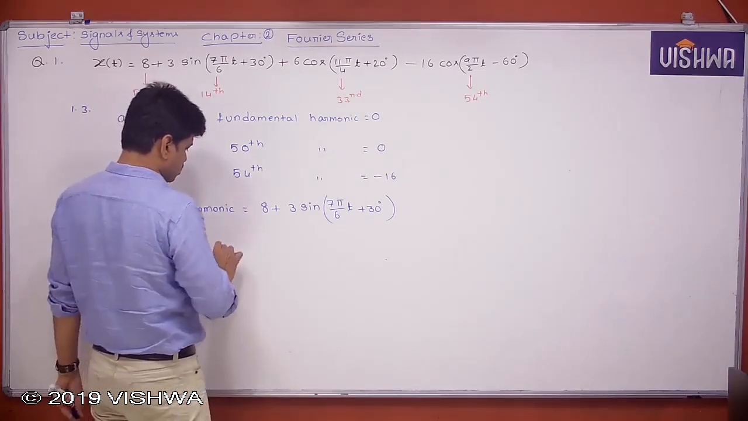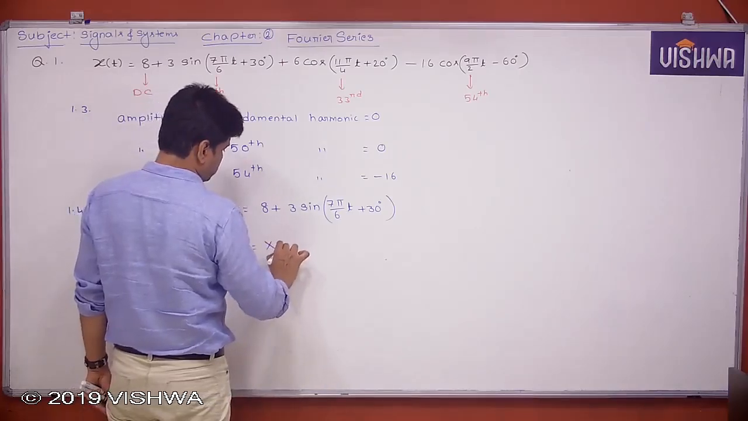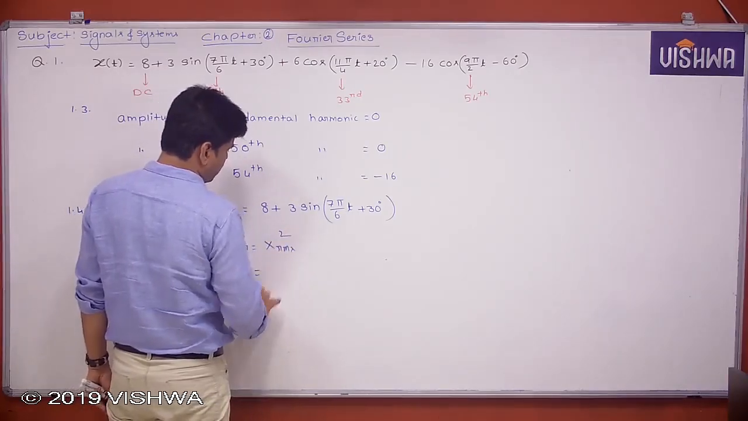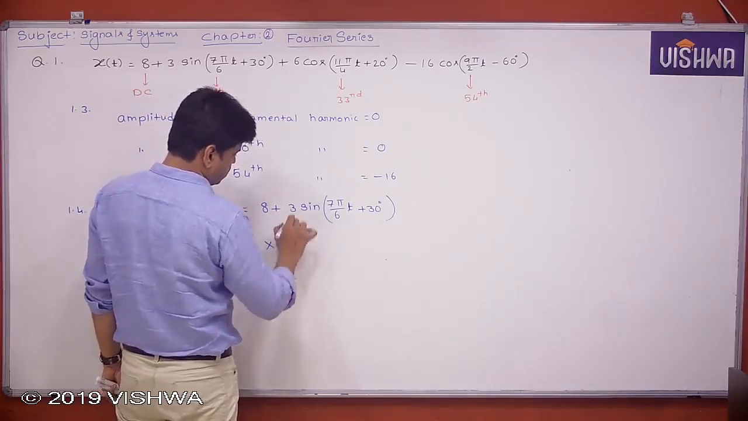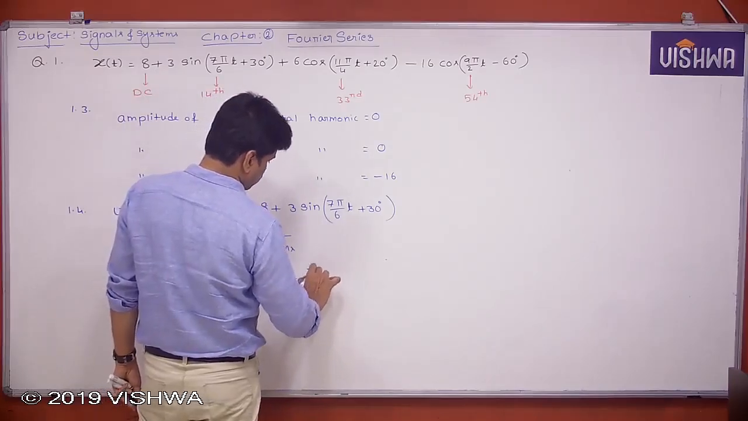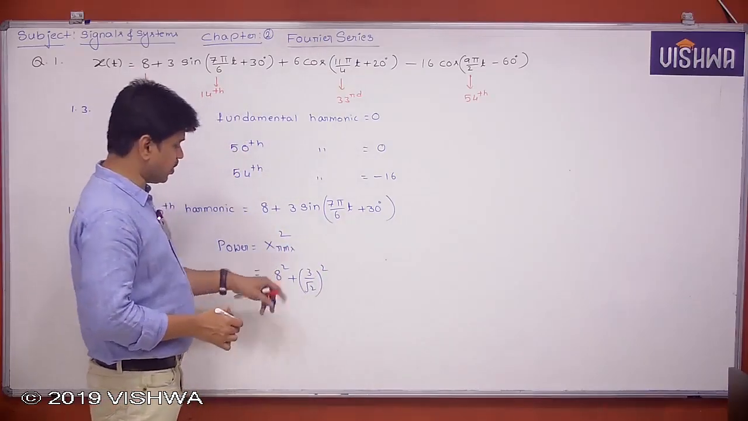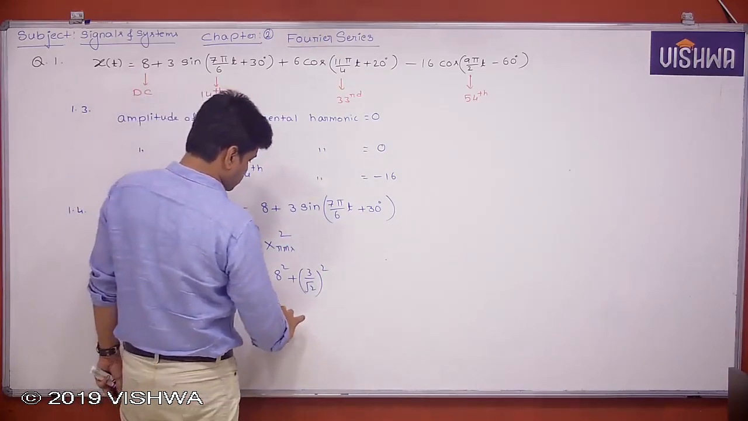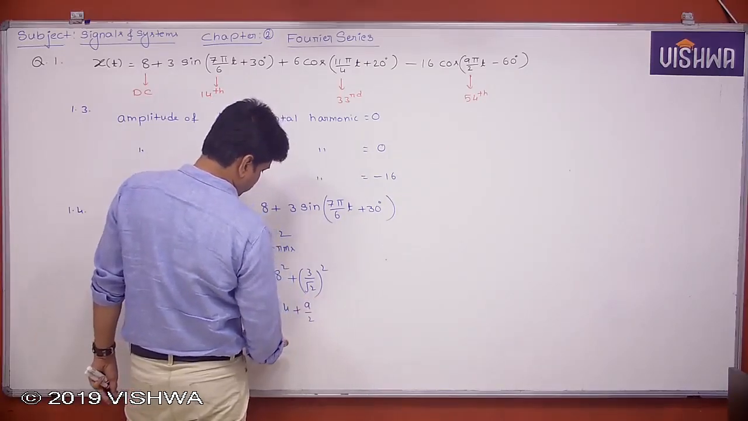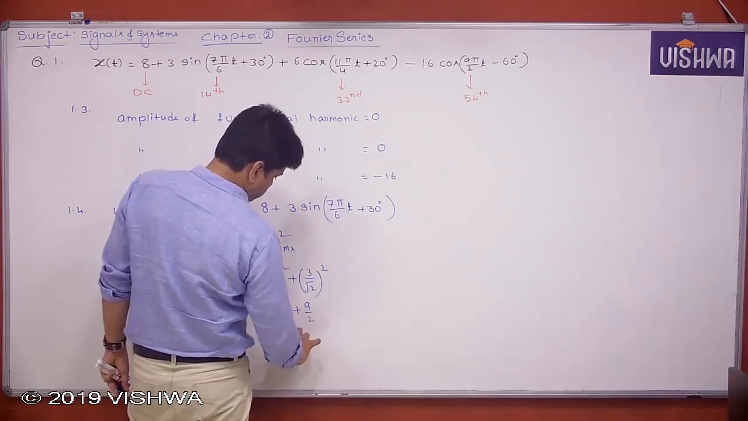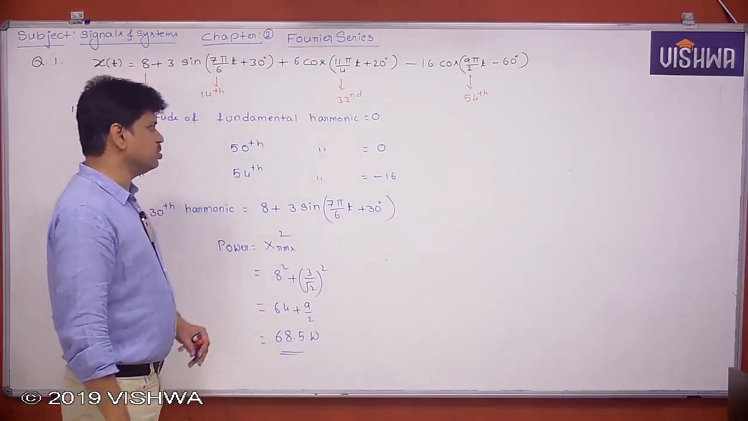So for this, power is equal to x RMS square. So what is the RMS value here? For the DC component, 8 square plus (3 by root 2) whole square, and the root and square get cancelled. Finally we are left with this one. So it is nothing but 64 plus 9 by 2, that is 4.5, 68.5 watts. So this is the power it is having up to 30th harmonic.